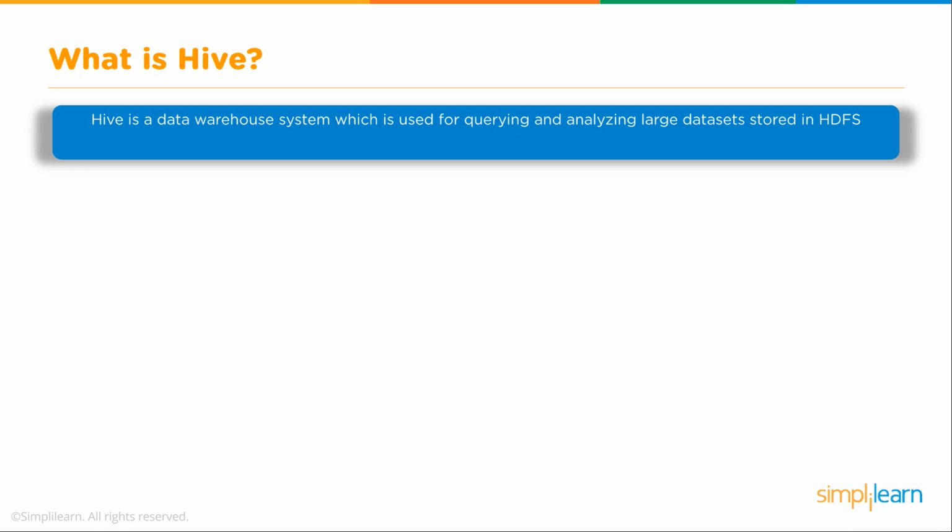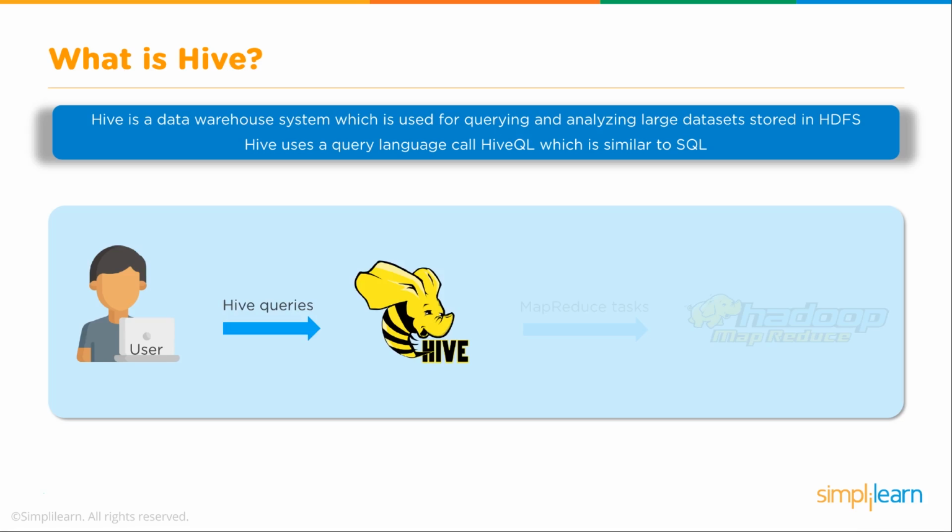What is Hive? Hive is a data warehouse system which is used for querying and analyzing large data sets stored in the HDFS or the Hadoop file system. Hive uses a query language that we call HiveQL or HQL, which is similar to SQL. So if we take our user, the user sends out their Hive queries, and then that is converted into MapReduce tasks and then accesses the Hadoop MapReduce system.